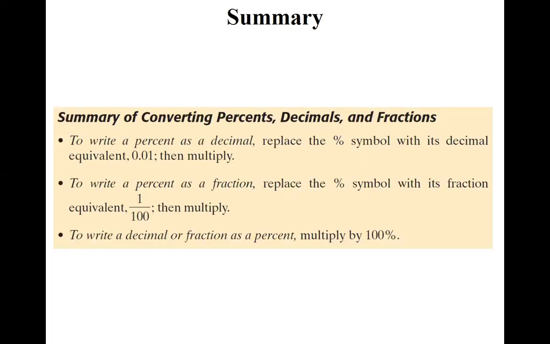So to summarize, if we're writing a percent as a decimal, we replace the percent symbol with its decimal equivalent, 1/100. If we're writing the percent as a fraction, we replace the percent symbol with its fraction equivalent, 1/100th. And if we're writing a decimal or fraction as a percent, we multiply by 1. We multiply by 100%. That'll give us our percent sign.